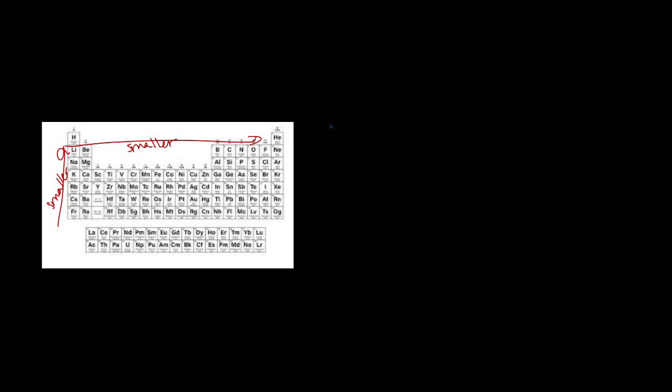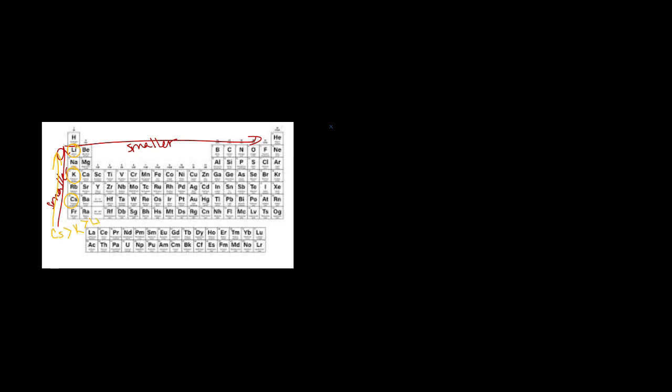Potassium, lithium, and cesium are our first ones. So we have potassium, we have lithium, and we have cesium. It gets smaller as you go up. So if we're going from largest to smallest, cesium would be written first. So Cs is bigger than potassium, which is bigger than lithium.